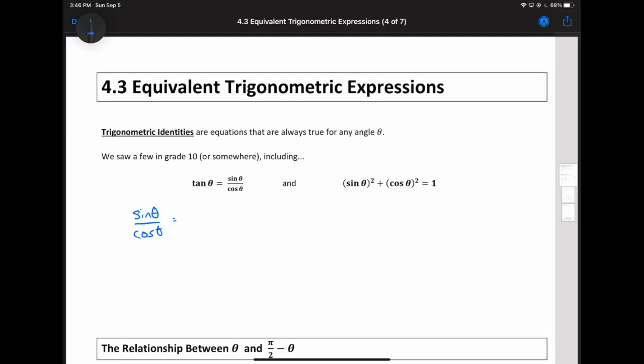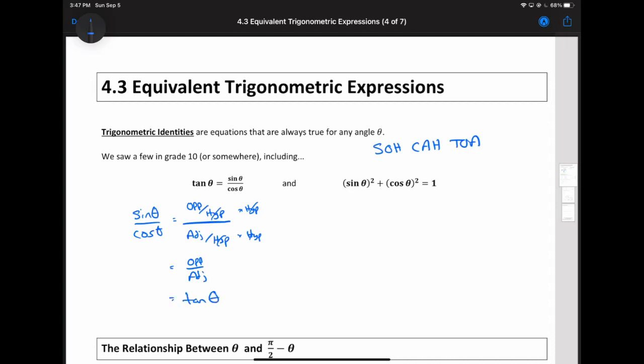Well, if you recall from our ever so popular SOHCAHTOA, by definition, sine theta is opposite over hypotenuse, and cos theta is adjacent over hypotenuse. Now, if I multiply top and bottom by hypotenuse, which is legitimate, those cancel, and I'm left with opposite over adjacent, and that is by definition what tan of theta is.